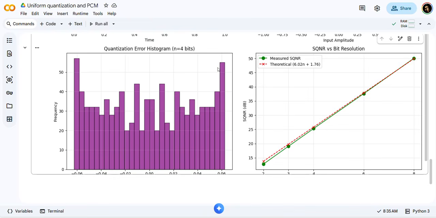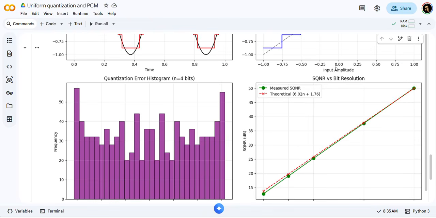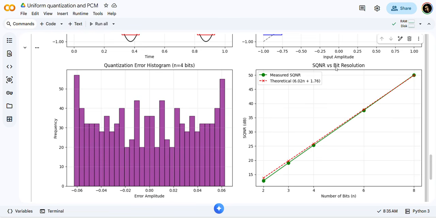Now, SQNR versus bit resolution. The green dots are actual data generated by our Python loop. The red dashed line is plotted using the theoretical formula SQNR equal to 6.02 n plus 1.76. The fact that the green dots land exactly on the red line proves the 6 dB rule.